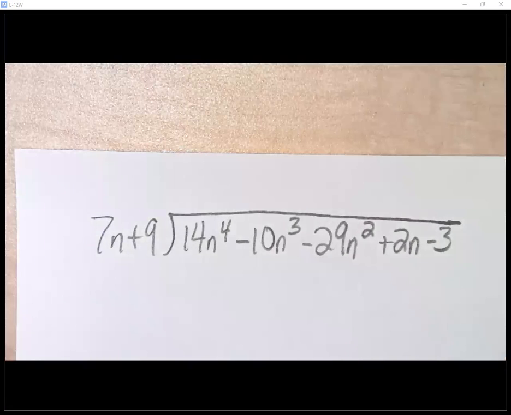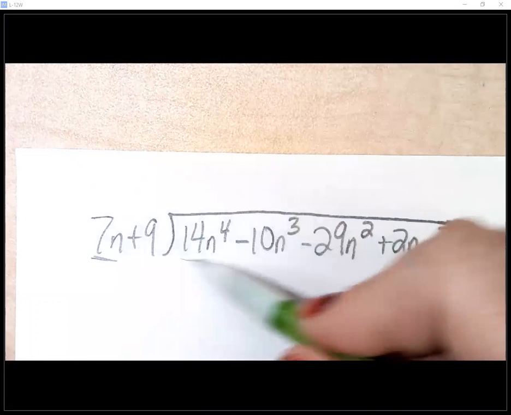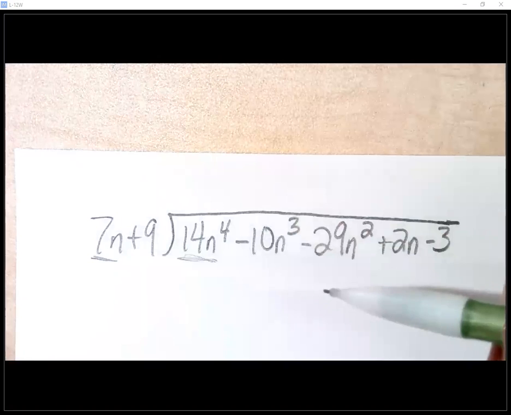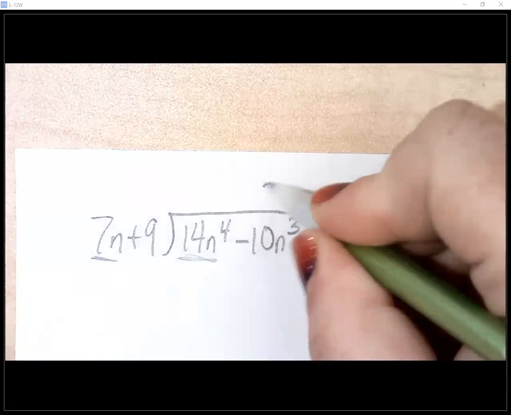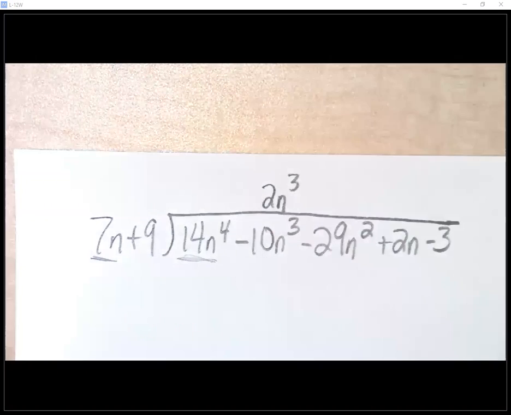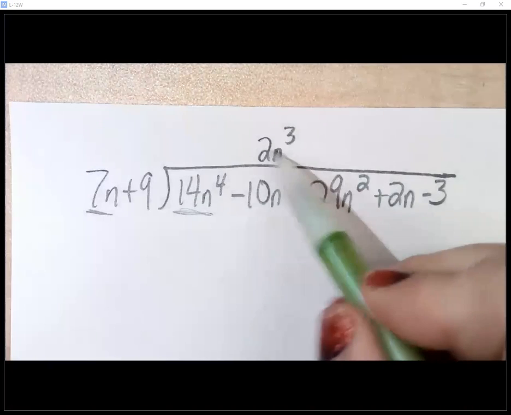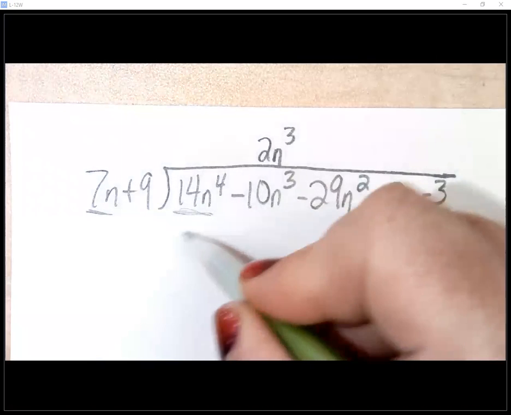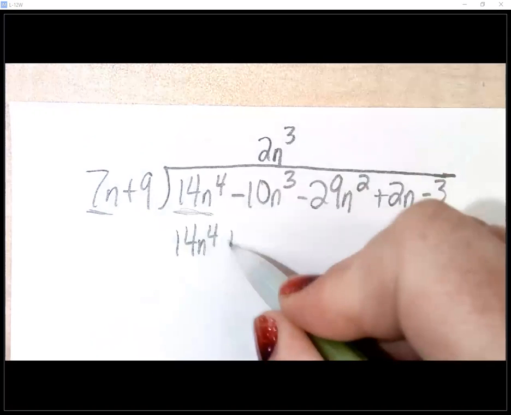In order to do this, remember the questions I'm asking myself. What do I multiply this first term, 7n, by to get this first term, 14n to the 4th? I'd multiply by 2n to the 3rd. So that goes up top in the n to the 3rd column. Now I take whatever is on top and multiply by what's out in front. 2n to the 3rd times 7n is 14n to the 4th, and then I get a plus 18n to the 3rd.